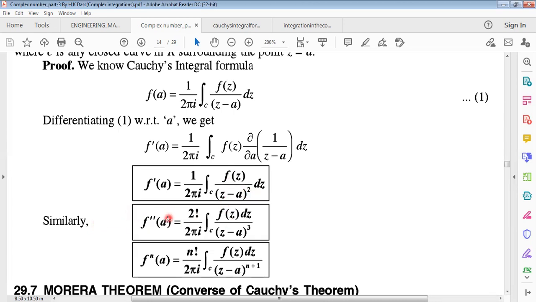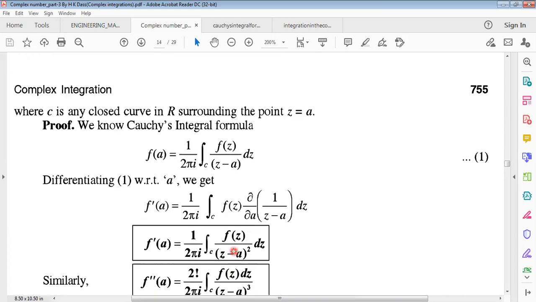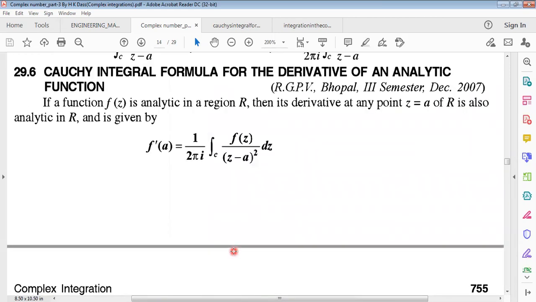Similarly, we can write the double differentiation as factorial 2 divided by 2 pi i, contour integration of this divided by z minus a whole cube. And so on, the nth derivative will be factorial n divided by 2 pi i, contour integration of f of z divided by z minus a whole to the power n plus 1. Actually, when the first derivative, the power will be 2. When the second derivative, the power will be 3. So when the nth derivative, the power will be n plus 1. You have to remember this concept.